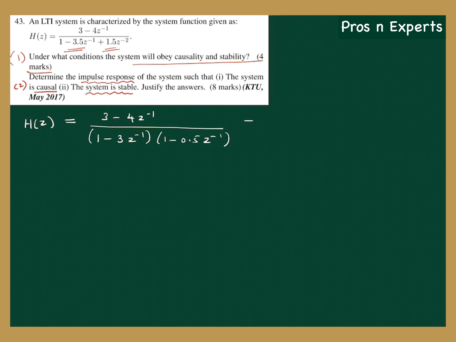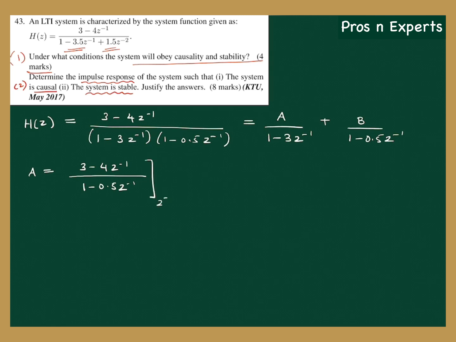Now we would use the traditional method of making it a partial fraction. So A by (1 minus 3z^-1) plus B by (1 minus 0.5z^-1). Let's find out the values of A and B. For A, you multiply the transfer function with the denominator of A, that is, you multiply (1 minus 3z^-1) with the whole transfer function, and that will give you (3 minus 4z^-1) divided by (1 minus 0.5z^-1), as (1 minus 3z^-1) gets cancelled.